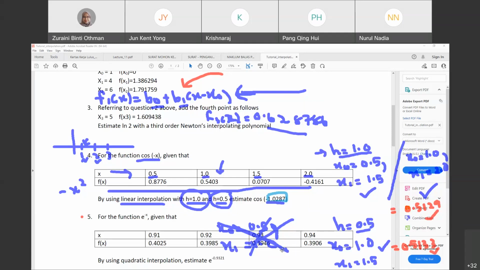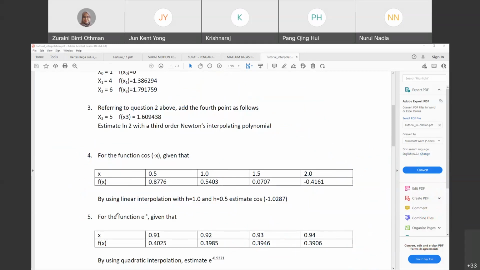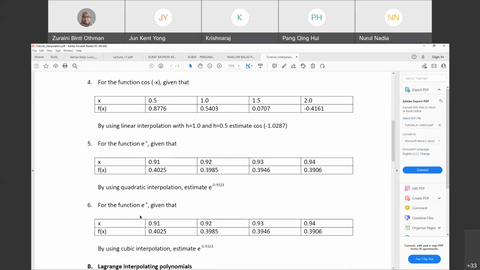Okay, for question 5, we get the idea of how to answer this. This also contains negative values, but inside X there is no negative. This is the scale on your graph, right? The X here. And here, we are using quadratic interpolation.